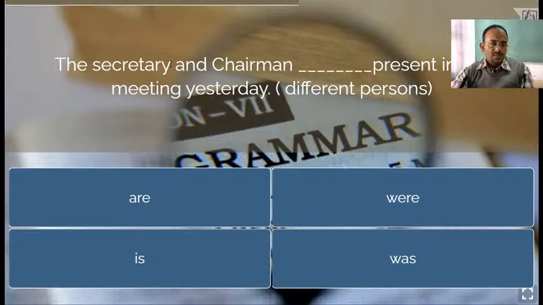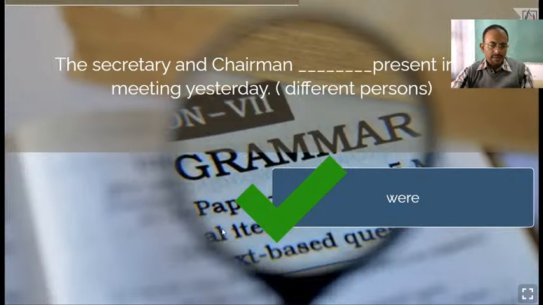They are different persons, the secretary and chairman. So different person means plural. Yesterday is given here, so it should be past tense, and because they are different persons, it should be "were". And if different persons are not mentioned here, how do you understand? You know, dear students, I'll tell you. It is "were" that is correct.